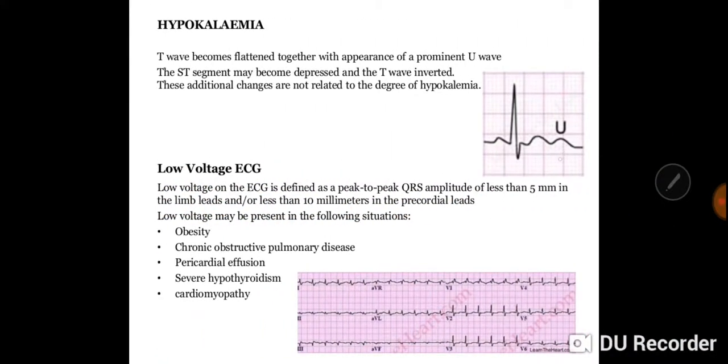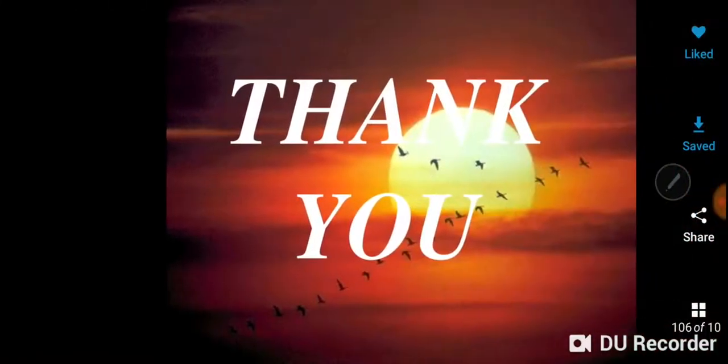The U wave in hypokalemia you can see, and T waves become flattened first. Then the U wave comes, ST depression, and the T wave might be inverted. And these changes are not related to the degree of hypokalemia. A low voltage ECG, these are the causes. QRS is less than 5 mm. So in fat people like me, you can have a low voltage ECG.